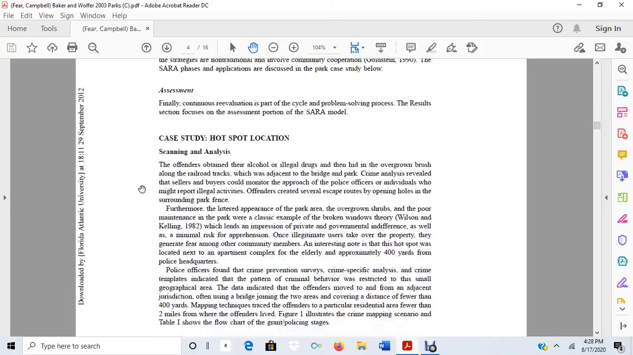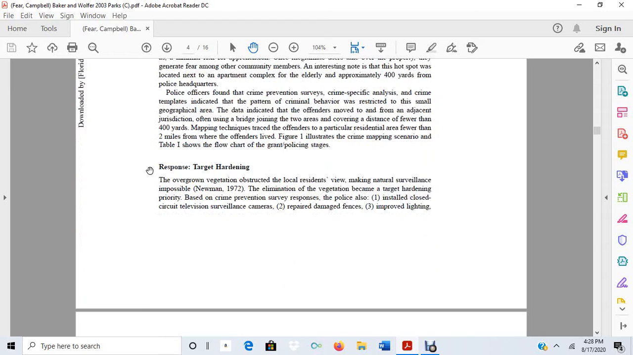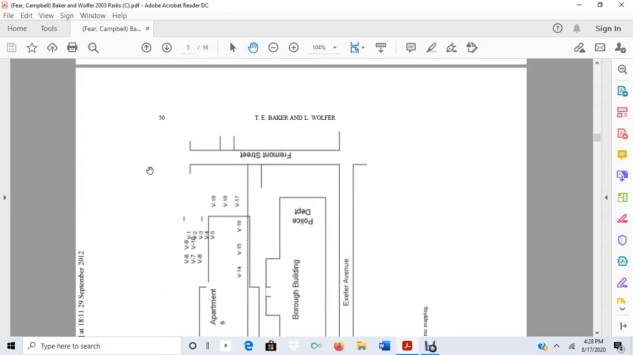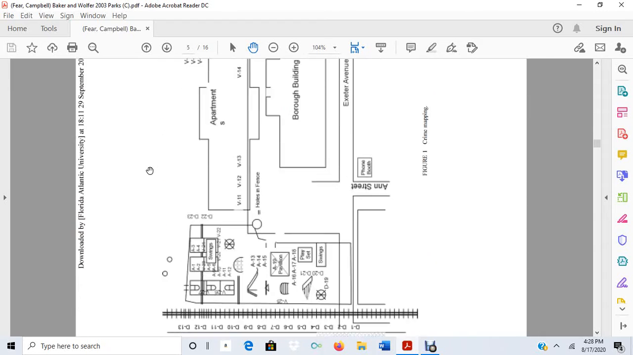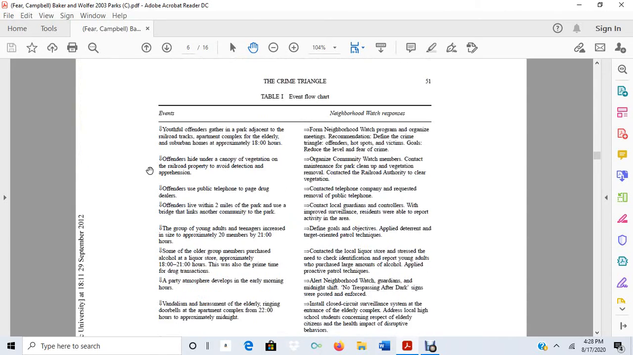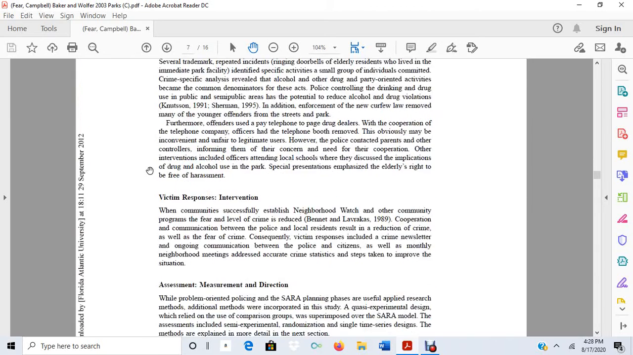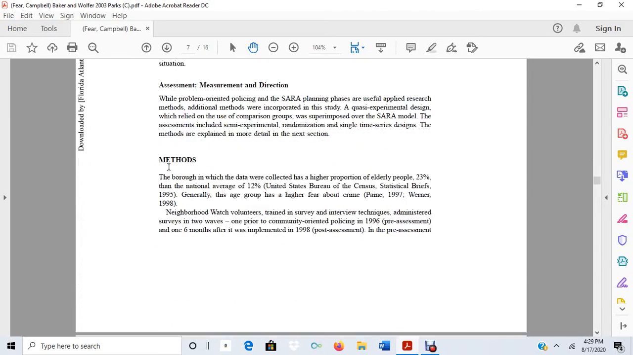Scroll down a bit. Here's just the case study. This is where they're talking about what they did. Not all articles have a case study section, but some might. Here's just a real cool diagram of the park where they did the study. It's just a little table. Keep going down. And here we go with methods.